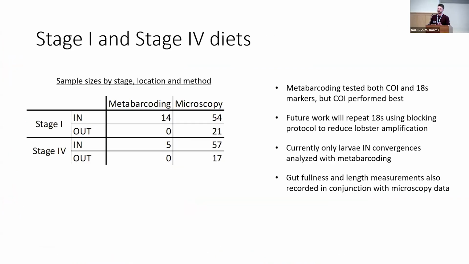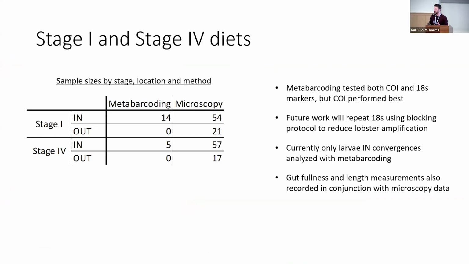And so the next part is understanding and getting interested in this idea of, well, are they eating different things inside or outside? So again, I use two different methods here. I have my metabarcoding and I have my microscopy. And the table is showing my sample sizes for each. In the metabarcoding, I only looked at stage 1s and 4s inside just due to sampling and money. And then microscopy is where we have a little bit of a larger data set and where we'll do some comparisons inside and outside.